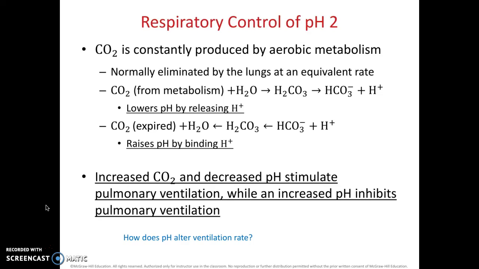lower and raise pH. So increased carbon dioxide and a decreased pH will stimulate pulmonary ventilation, which will cause you to breathe at an increased rate, while an increased pH will inhibit pulmonary ventilation, so it'll decrease the pulmonary ventilation rate. Make sure you understand how pH alters ventilation rate and how carbon dioxide plays a role in this.